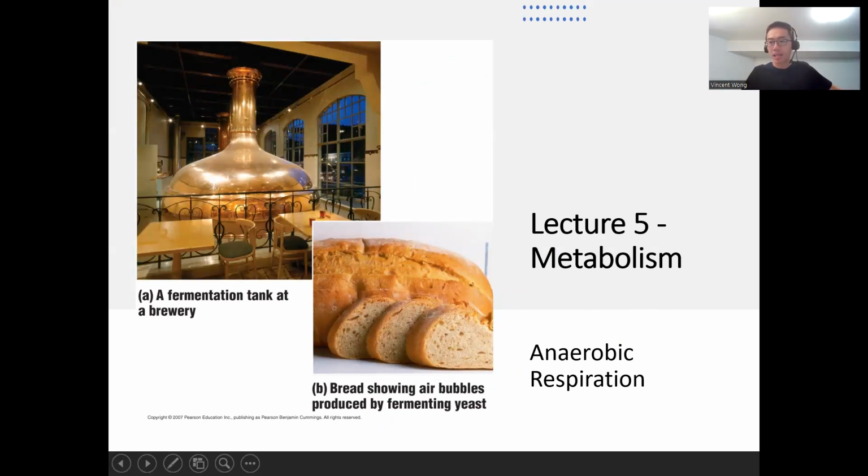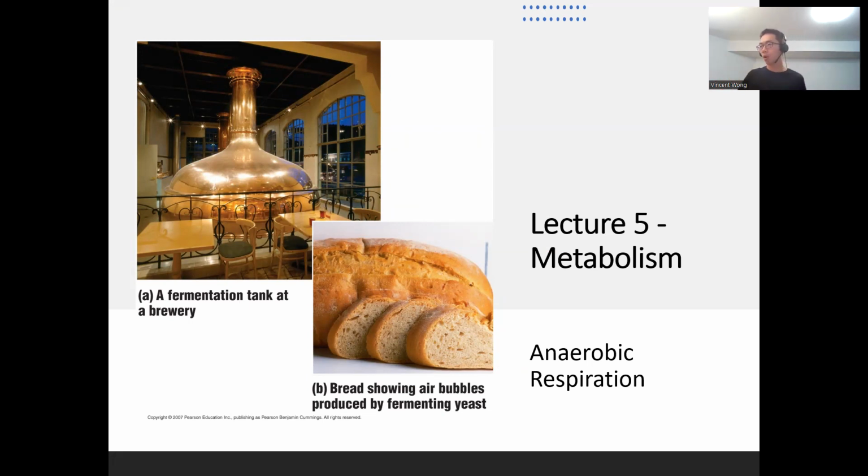Finally, just a couple more slides to go. This is talking about anaerobic respiration. So the majority of the time we do aerobic respiration, that's when you have an adequate supply of oxygen. But when we don't, our body switches to anaerobic respiration for a little bit of time to sustain ATP production.